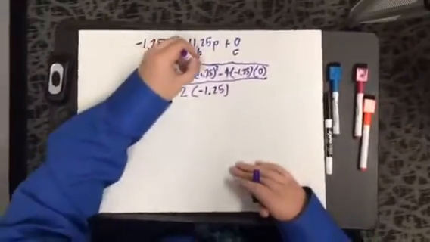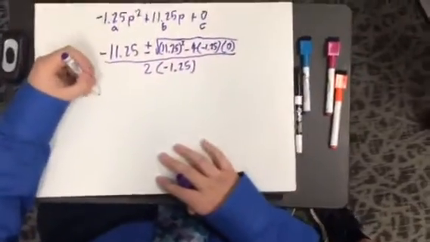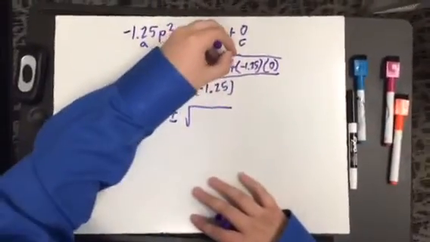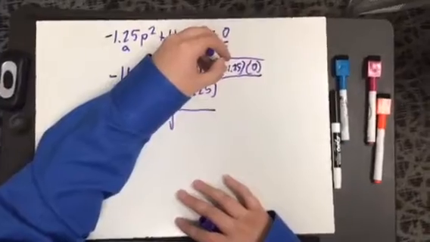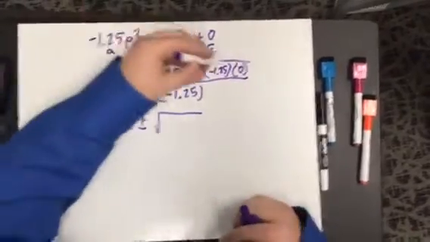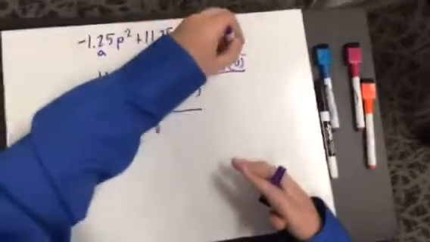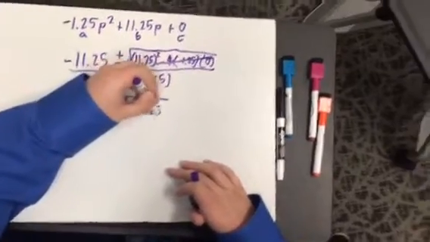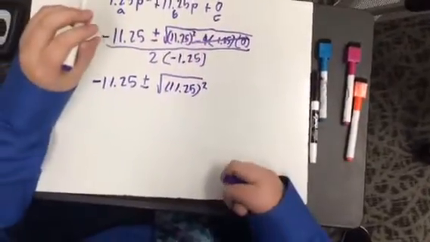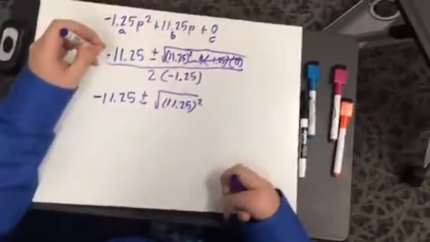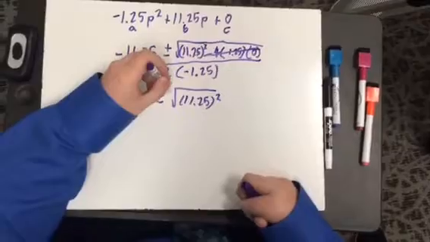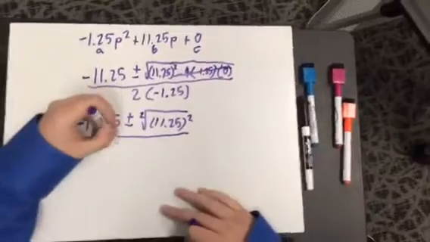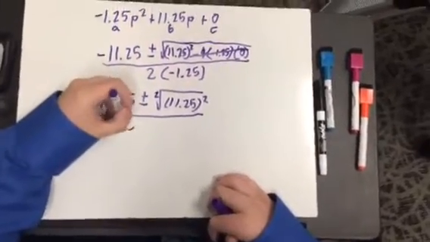Now, we're going to start simplifying this area inside of the radical. So, we still have negative 11.25 plus or minus. This would be negative 4 times negative 1.25 times 0. So obviously when you multiply anything by 0, it's going to become 0. So all of this is going to cancel out, and we're going to be left with 11.25 squared. And now you may wonder why I'm not simplifying 11.25 squared. But you'll see why, because we have a square root. So it's going to be very easy to cancel it out and get our number back. And then 2 times negative 1.25 would be negative 2.5.